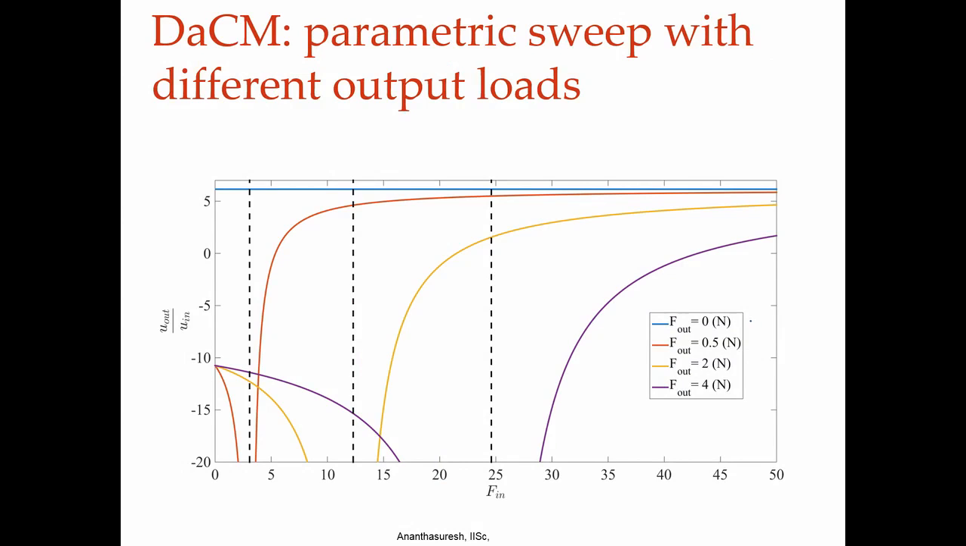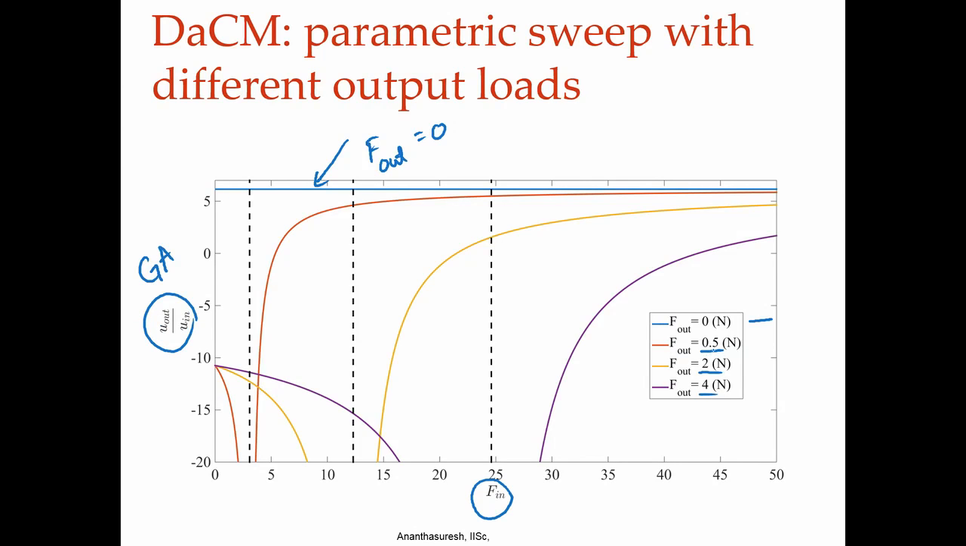For various output forces, the blue curve is no output force, and this one is 0.5 newtons, 2 newtons, 4 newtons, and various values of input force up to 50. You see what is happening. If I follow the no output force curve, that is F output is 0, there is no load. Then it has geometric advantage, U out by U in is a little more than 5.